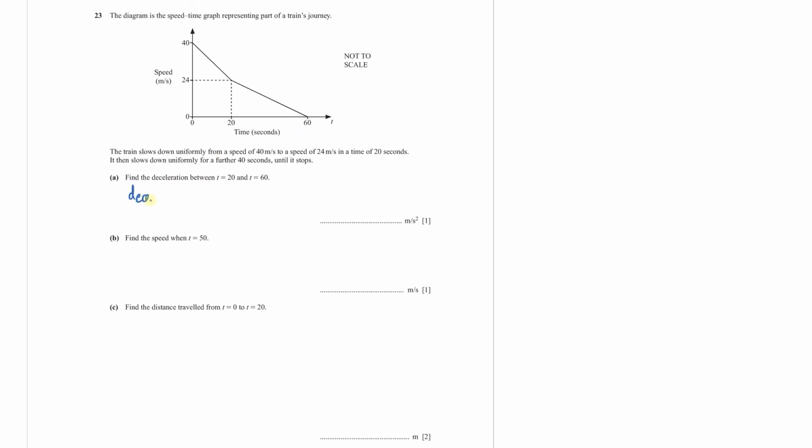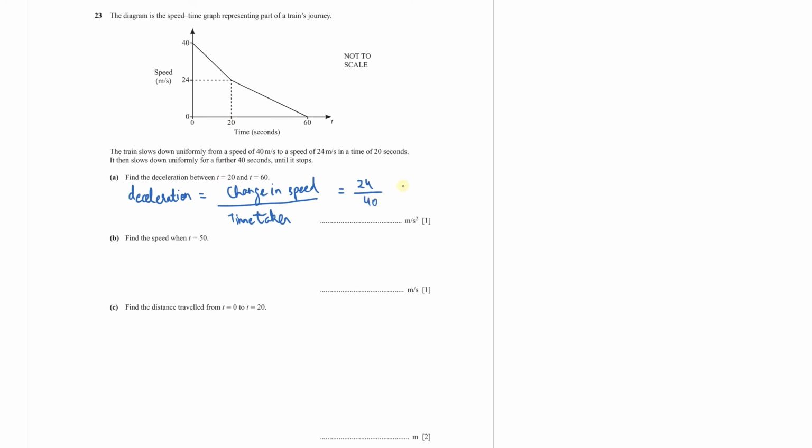So deceleration is given by the change in speed divided by the time taken. So what's the change in speed? The speed changes from 24 to 0. So the change in speed is 24. And what's the time taken between t equals to 20 and t equals to 60? So this duration is 40 seconds.